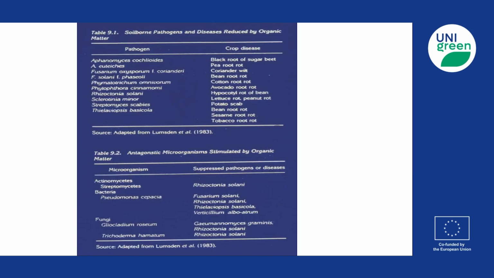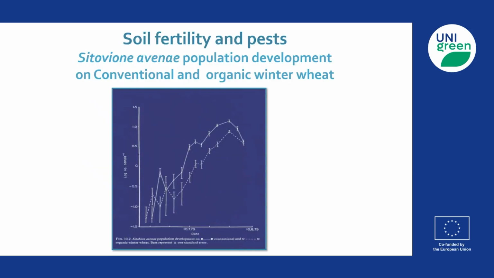Here is a list of pathogens in different crops and the microorganisms that suppress certain kinds of pathogens and diseases. So probably Professor David or others here in the team know more than me, but this is the kind of approach that we are using to control disease. That's very important.